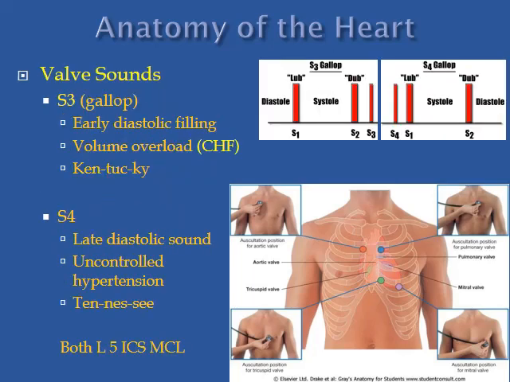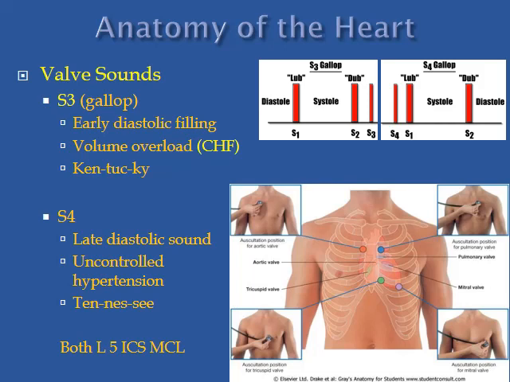Certain disease processes give your heart extra tones. These tones can be heard best at the fifth intercostal space, midclavicular line, on the left side. So we're still right over here at that apex of the heart. The first one is S3. It's due to early diastolic filling, volume overload, CHF, congestive heart failure. Your heart is so full that it's starting to fill up even quicker than normal.